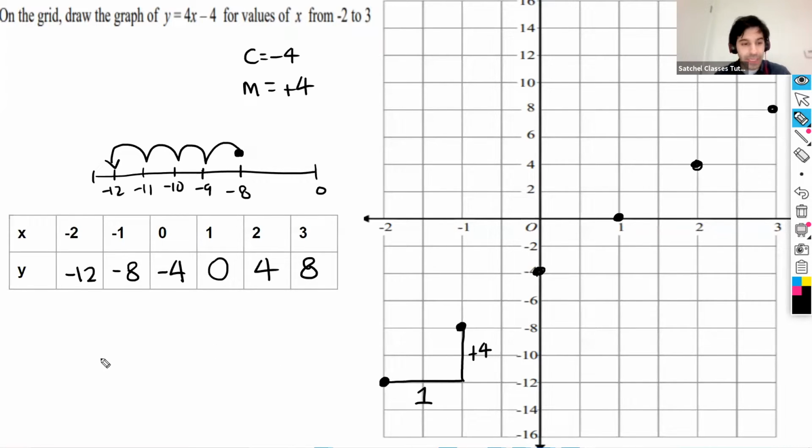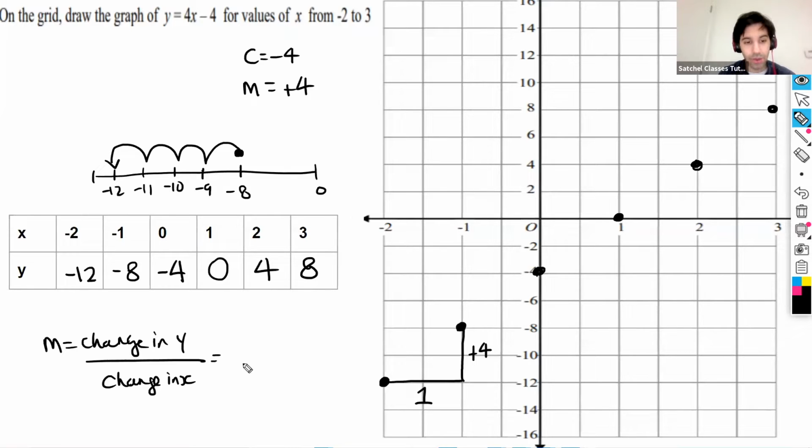So that's going to be +4. So we said the gradient m is equal to change in y over change in x. So the change in x is we're going up by 1, and the change in y is going up by 4. And 4 divided by 1 is simply 4, and our gradient is also 4.